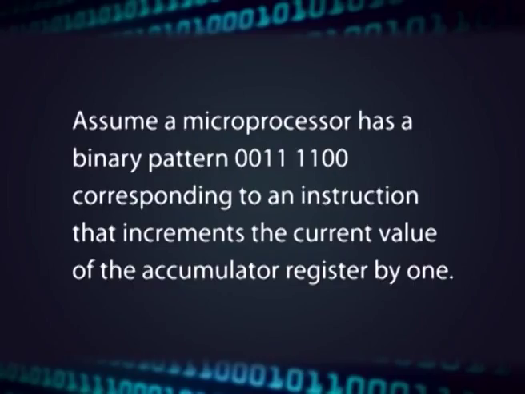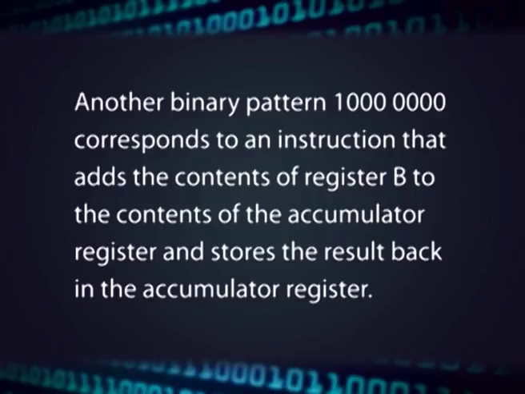Assume a microprocessor has a binary pattern 0011 1100 corresponding to an instruction that increments the current value of the accumulator register by 1. Another binary pattern 1000 0000 corresponds to an instruction that adds the contents of the register B to the contents of the accumulator register and stores the result back in the accumulator register.